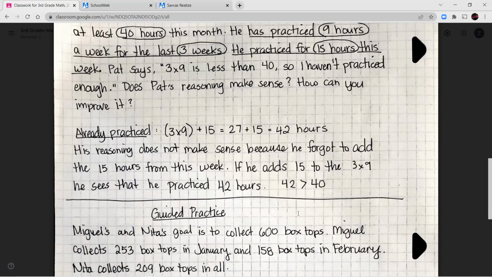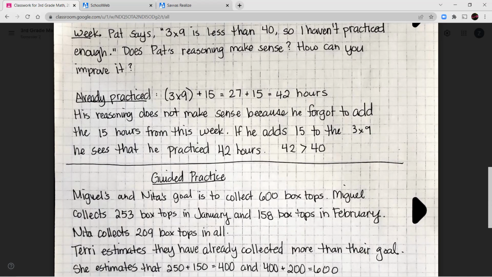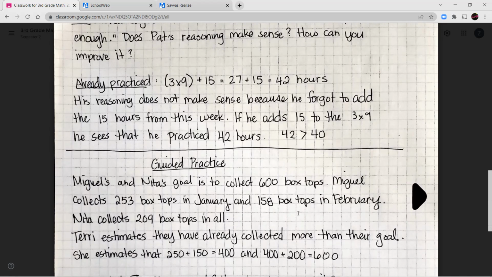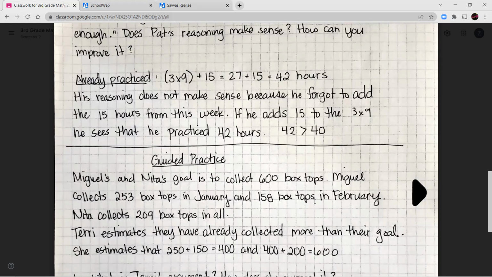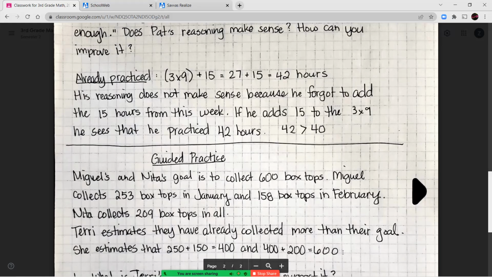Now let's look at our guided practice. Miguel and Nita's goal is to collect 600 box tops. Miguel collects 253 box tops in January and 158 box tops in February. Nita collects 209 box tops in all. Terry estimates that they've already collected more than their goal. She estimates that 250 plus 150 is 400, and 400 and 200 equals 600.